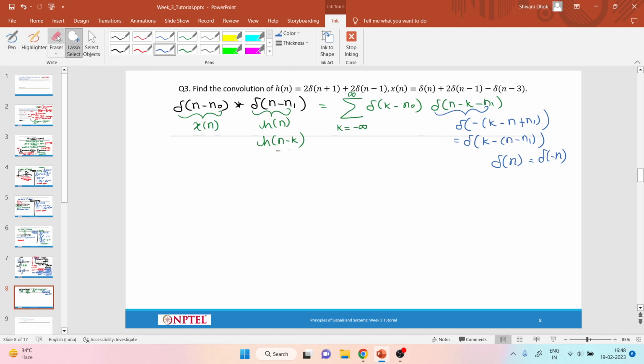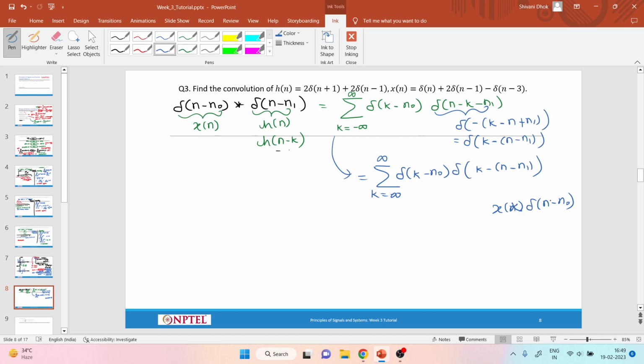So what I'm having is something like this now. This summation here becomes k running from minus infinity to infinity, delta k minus n naught, delta of k minus n minus n1. Now we know that x of k into delta of k minus n naught is equal to x of n naught into delta k minus n naught. So I'll treat this term as the shift and this as my x of k.